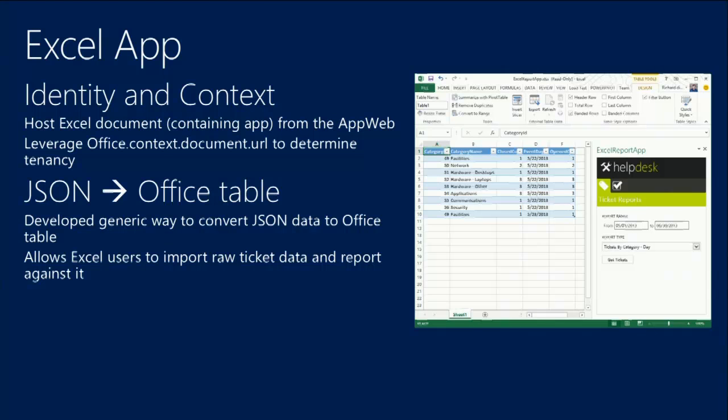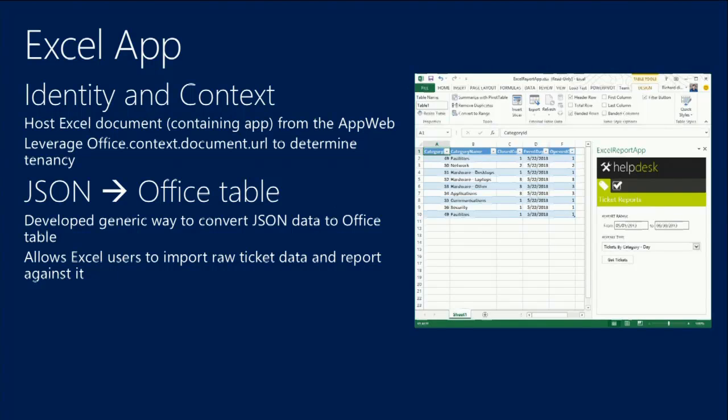What we ultimately landed on is that if we put the Excel app and host it from the app web in SharePoint, there's actually an API here, office.context.document.url. That's basically telling us where the item came from, so I can get the tenant information that I need. We look at the location that the document came from in order to determine who the tenant is. I think that's a really important thing around tenancy, and it's really the only contextual thing you're going to have available without providing a login screen in the app, which we certainly didn't want to do.